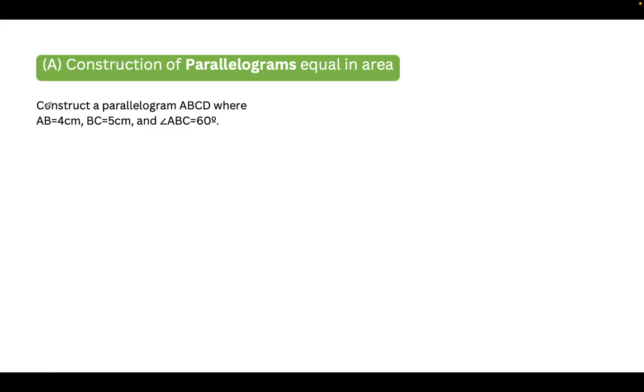So here is the question. We need to construct a parallelogram ABCD where AB is equal to 4 cm, BC is equal to 5 cm, and angle ABC is equal to 60 degrees. For this we will first draw a straight line AB. This is AB, 4 centimeter. You draw it with a scale. Now we will make an angle of 60 degrees at B. So angle ABC is 60 degrees.